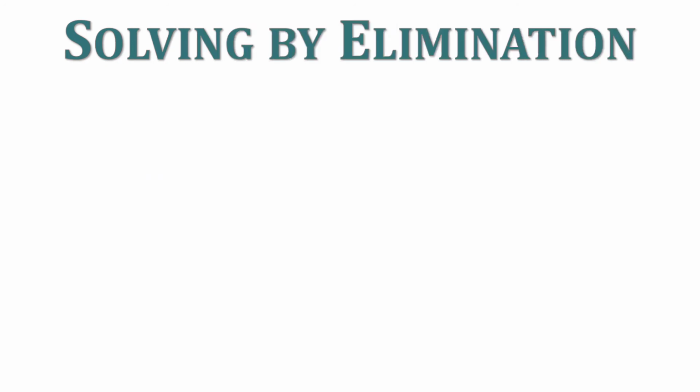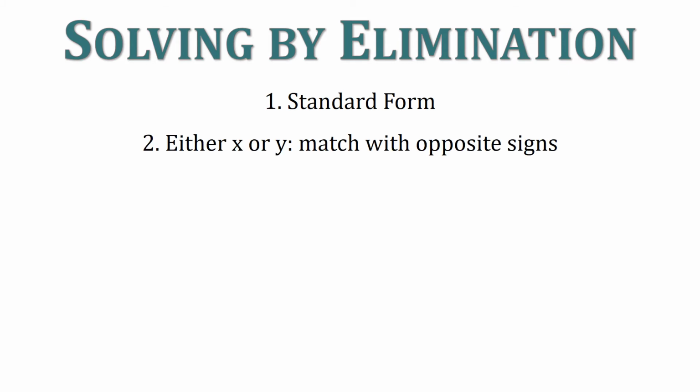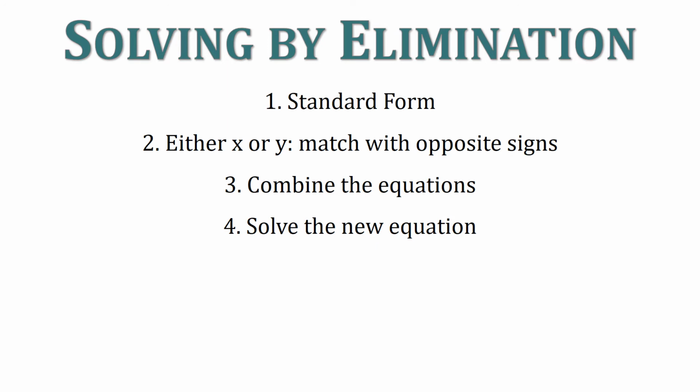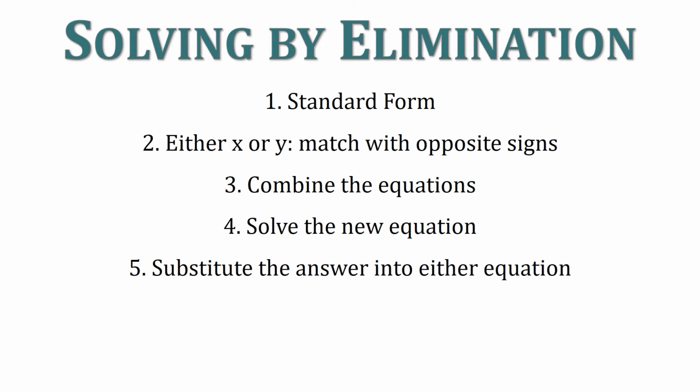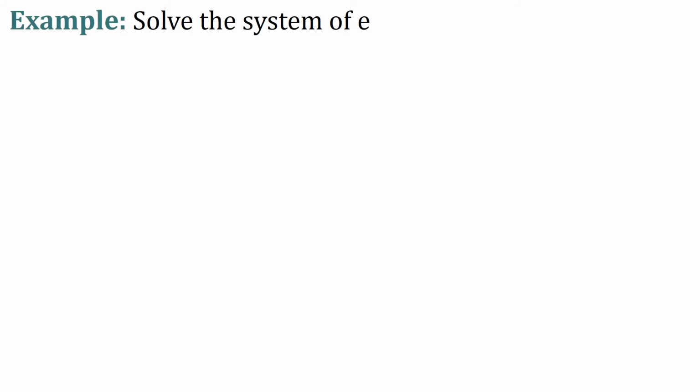Our other method, which is my favorite, is elimination. To begin, both equations have to be in standard form, meaning x and y have to be on the same side. Then we're going to make either our x's or our y's match with opposite signs. So we're going to see what that looks like in the example. We're then going to combine the equations, solve this new equation that we have, and substitute the answer into either equation. Let's see what all of this looks like.